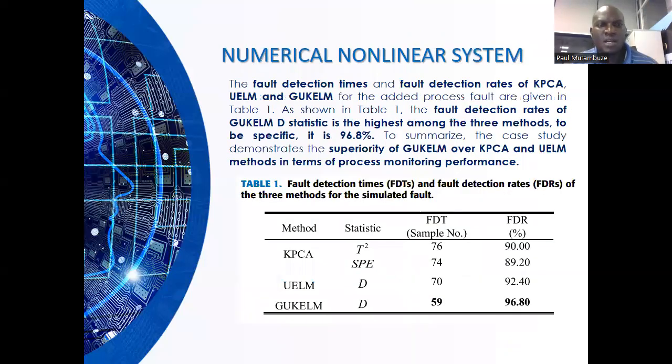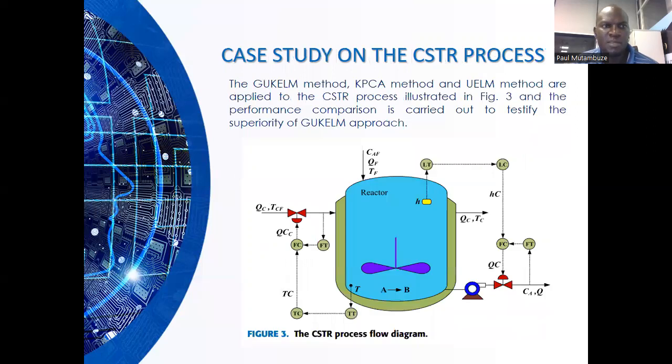Yes. Now for the first one, this is the table. We have the fault detection times and the fault detection rates, FDR, of the 3 methods that were put in. And from this, we realize that the GUELM D statistic is the highest among the 3 methods. To be specific, it is at 96 point. So that means that it has superior performance as compared to this and the UELM methods.